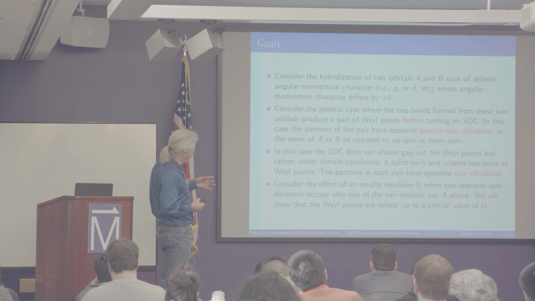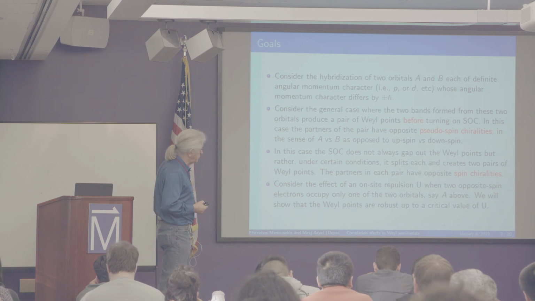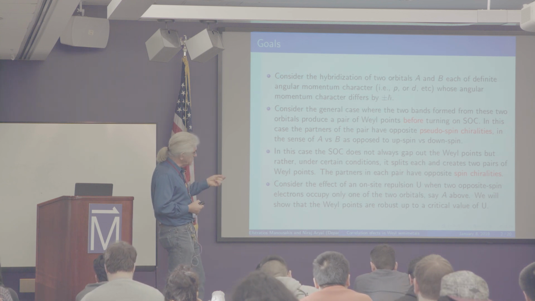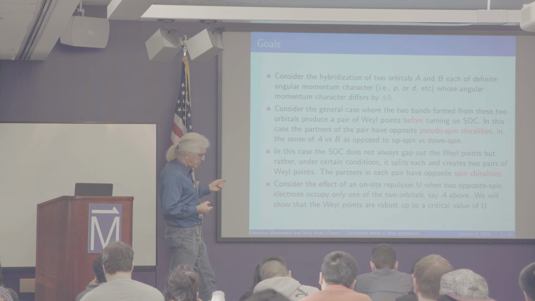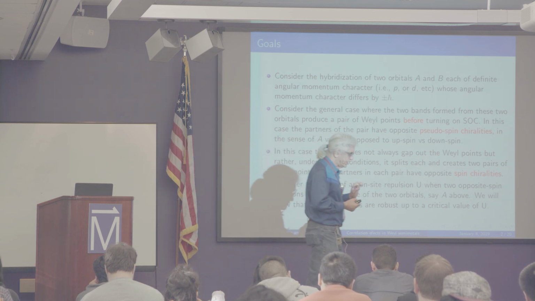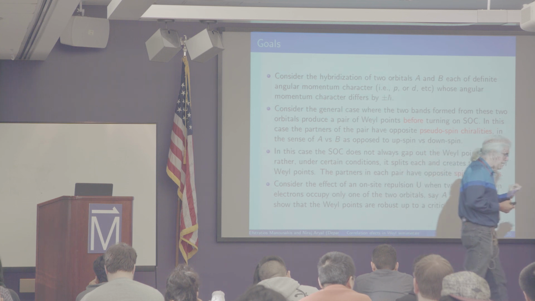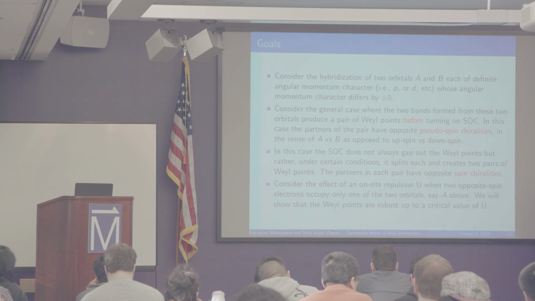Then we are going to add this on-site repulsion U, and we can see that the presence of this on-site repulsion U is to shift the Weyl points along the Z direction, and so they survive up to some moderate value of U. But then there's a critical value of U where we can see that the Weyl points go away abruptly. So we can see that within this simple model.